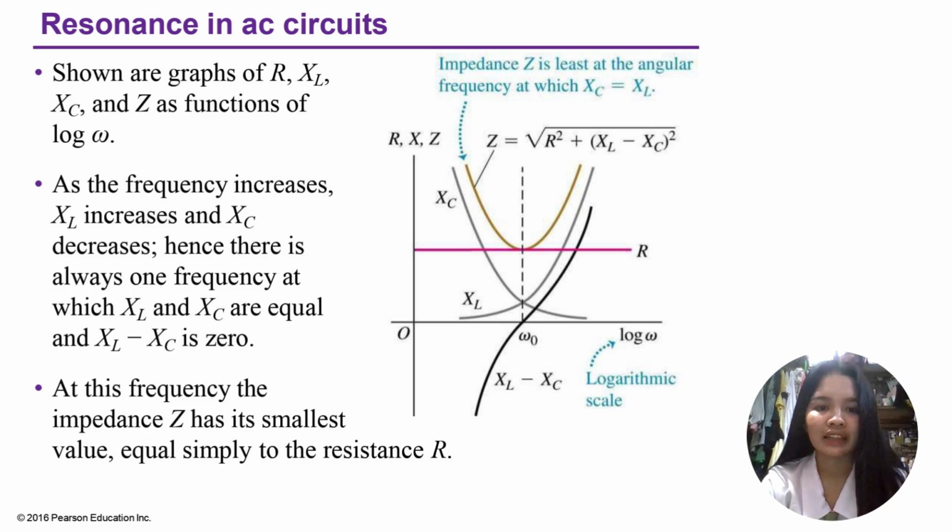The impedance Z is smallest at the angular frequency at which X sub C is equal to X sub L. Note that the log angular frequency axis is a logarithmic scale.